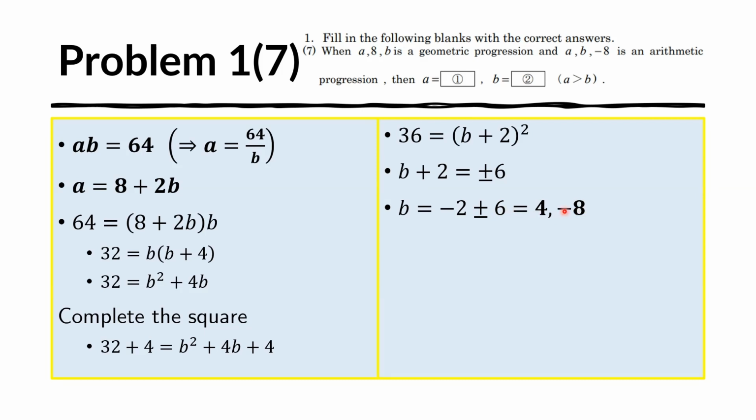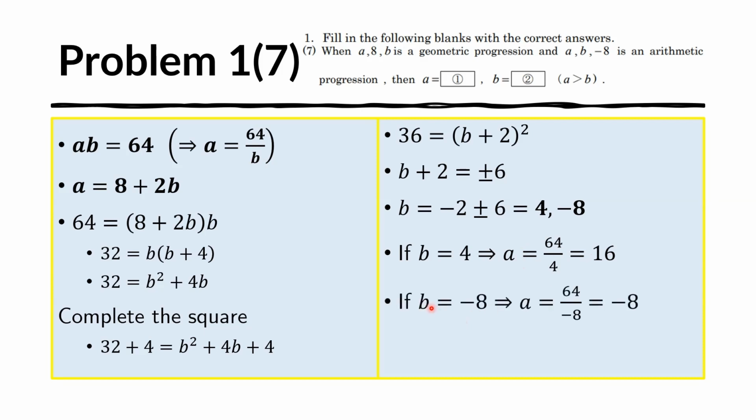So that means we can have two possibilities, B equals 4 or B equals minus 8. So let's start with B equals 4. If B equals 4, then A, we use this, A equals 64 over 4, which is 16. The other possibility is if B equals minus 8, then A equals 64 divided by minus 8. And so A is equal to minus 8.